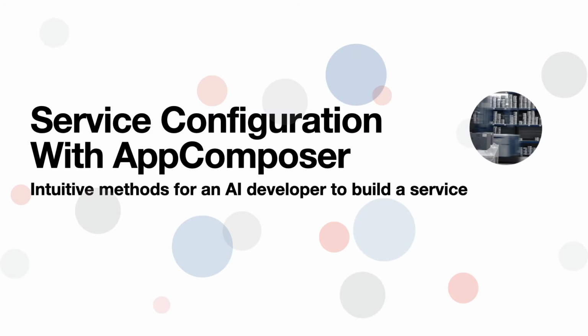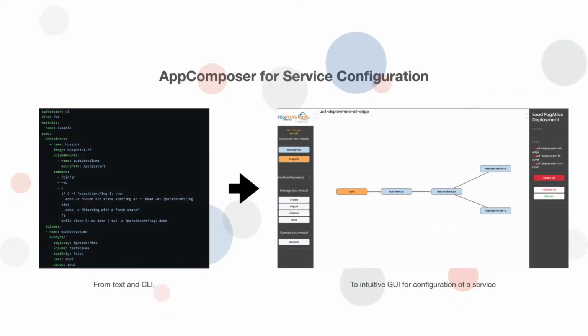The first one is service configuration with AppComposer. For the configuration of deployment and related resources, it is usual to describe them in YAML files and use command line interfaces. However, when it comes to AI, it becomes complex since additional care needs to be taken in the selection of AI-capable resources. The AppComposer of dCenter provides very intuitive methods for this configuration, with the help of CRDs for managing heterogeneous resources.